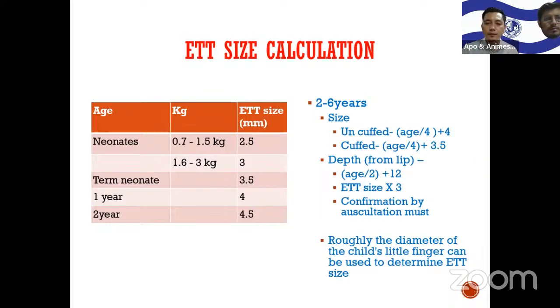And for the depth calculation, estimation of the depth from the lip, we can use the formula age divided by 2 plus 12, or we can use the size of the ET tube multiplied by 3. But confirmation of the ET tube placement should always be done by auscultation, and bilateral air entry should be confirmed. And roughly, we can also use the diameter of the child's little finger to estimate the size of the ET tube.